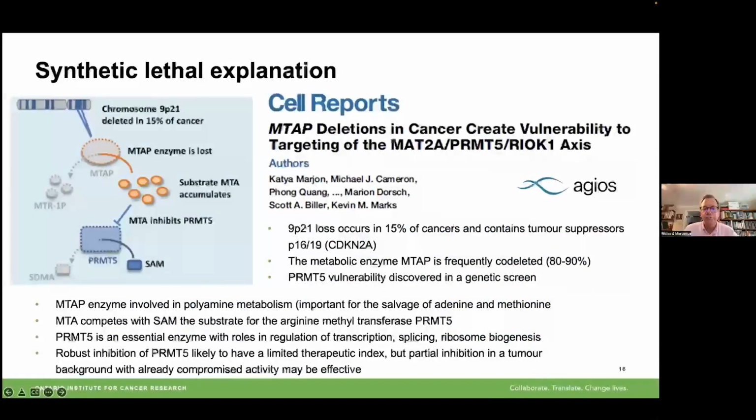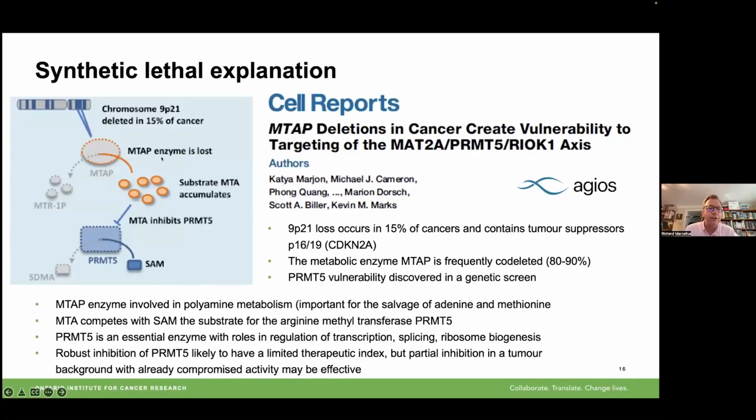So this loss of the tumor suppressor is in about 15% of cancers. Almost all of them, 80 to 90% of them, are also going to co-delete MTAP. So you have a nice biomarker. That's something that's commonly looked for. We see that PRMT5 vulnerability.